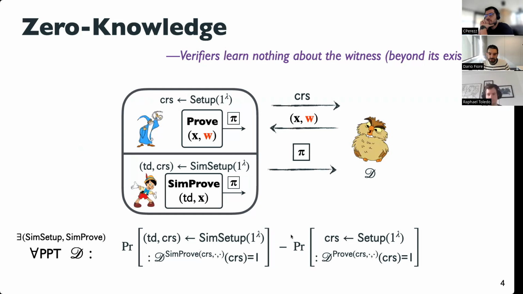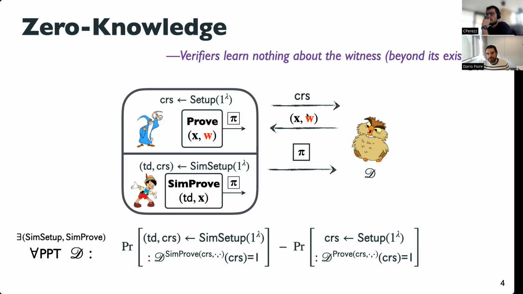And then we want to compare this against the experiment where instead, the CRS is generated by another algorithm that is a simulation, a simulated setup algorithm that generates the CRS together with the trapdoor. And then the proofs are generated using a simulator for the prover. That is an algorithm that uses the trapdoor in order to generate the proof given only the statement, right?